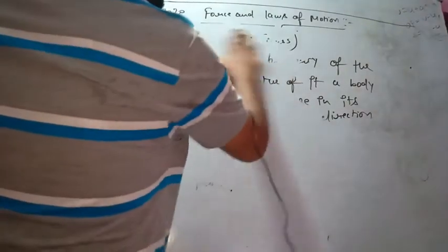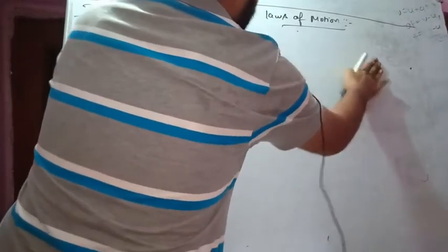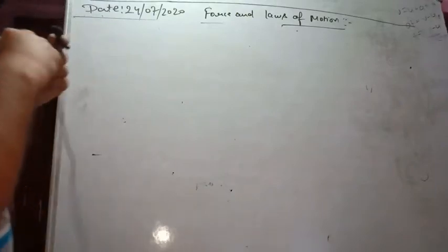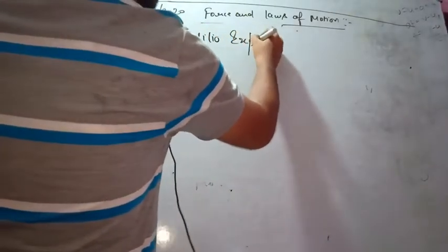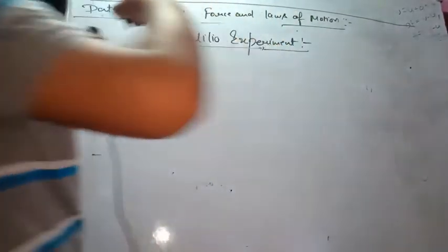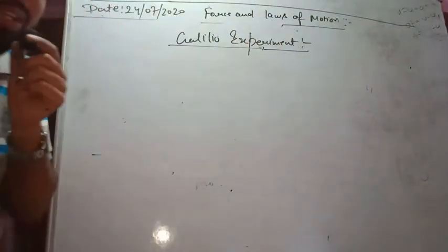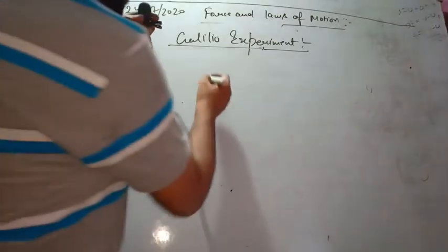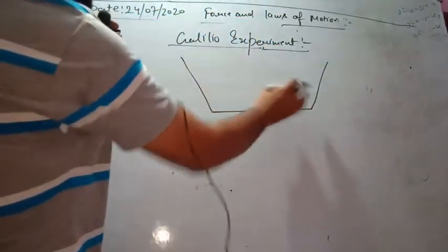Now students, we are going to discuss Galileo's experiment. So what was Galileo's experiment? This is what we are going to discuss. For this, Galileo considered a frictionless surface. So let me try to draw a frictionless surface, and this angle and this angle are equal.